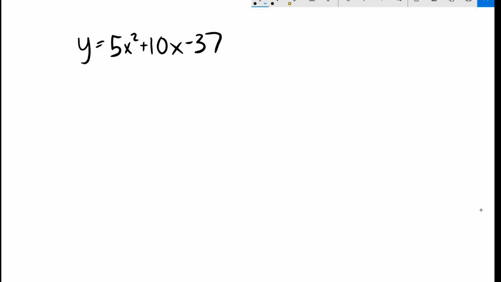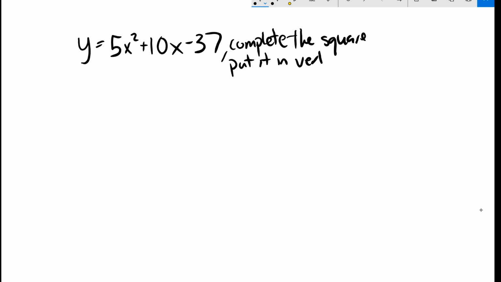If it says complete the square, we're putting this in vertex form. So I can either ask it as complete the square, or I can say put it in vertex form. These are the same thing, and I can do these interchangeably because vertex form is why you complete the square. It's also how you solve some questions, or how you graph this thing. So we're just graphing this parabola. And hey, its y-intercept is negative 37. Wow, what a beautiful y-intercept.